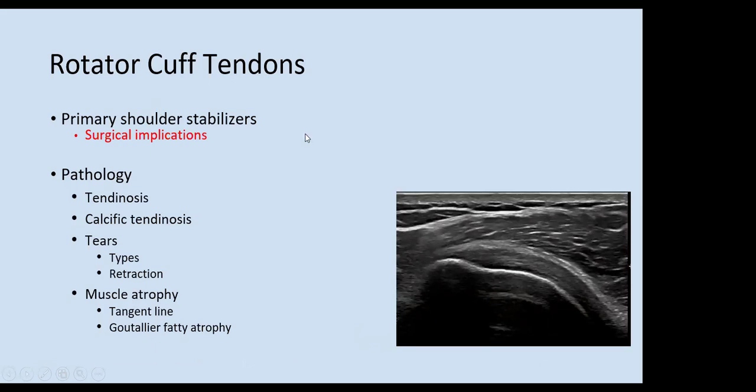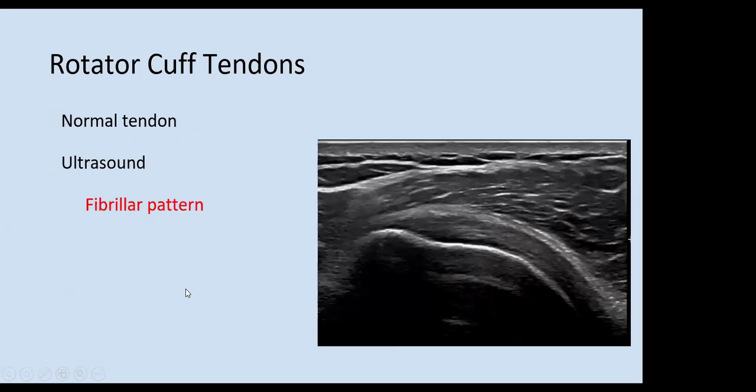Let's start with the rotator cuff tendons. The rotator cuff tendons are very important for the shoulder joint because these are the primary stabilizers of the shoulder joint. And because of that, any rotator cuff pathology, rotator cuff tears, will have surgical implications. Normally, these patients will undergo surgical repair of the rotator cuff tendons. There are various conditions that can develop in the rotator cuff tendons, such as tendinosis, calcific tendinosis, rotator cuff tears, and then we will also see examples of those different types of tears and the muscle atrophy.